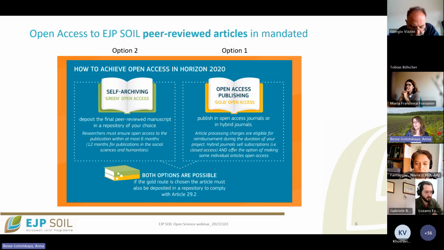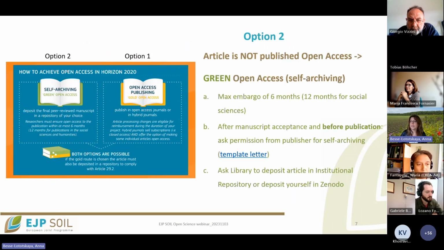So the other option is green open access, also called self-archiving. This is when your article is not published open access, but you do it yourself after it has been published. So you do it in a repository of your institute, or in Zenodo, which is the repository of the European Union, European Commission.